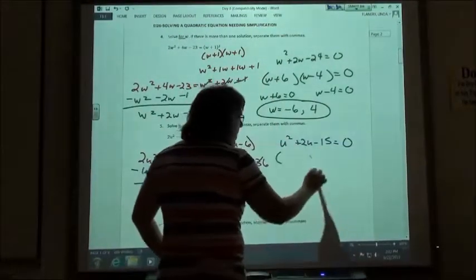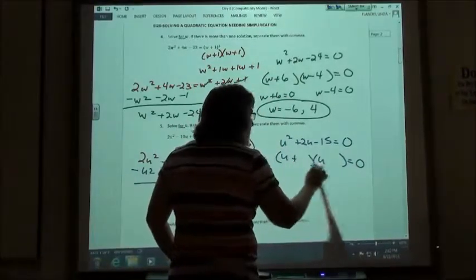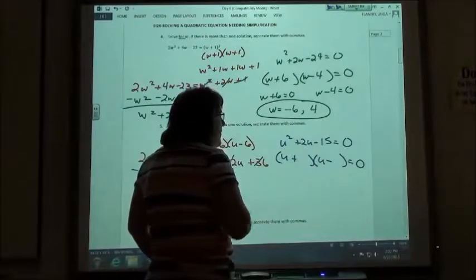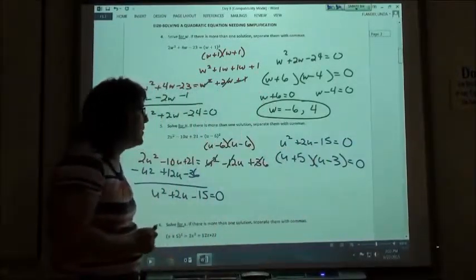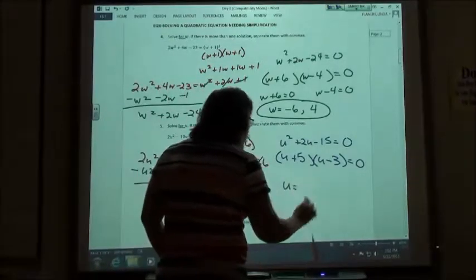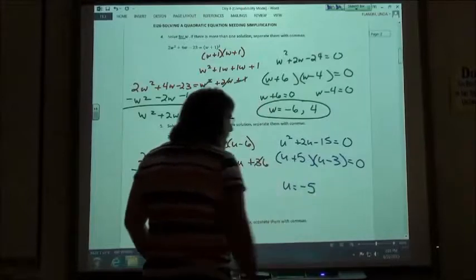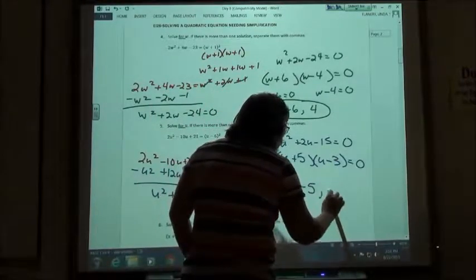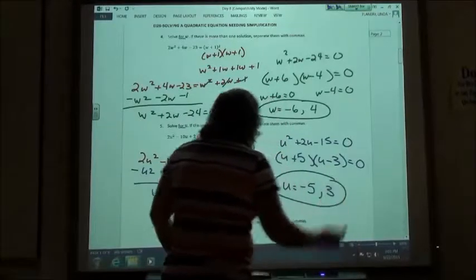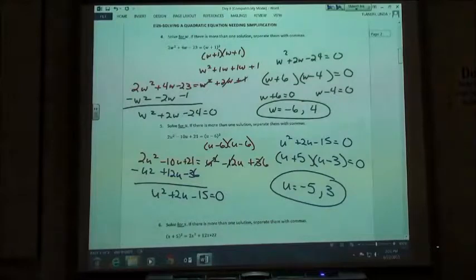So factoring that out, u and u, again a plus and a minus since the end is negative. I'd have to have a plus 5 and a minus 3 to get plus 2 in the middle. So that means my answers: if u plus 5 equals 0, I'm going to have a negative 5 because I've got to move that 5 over. If u minus 3, that gives me a positive 3. And so negative 5 and positive 3 would be my two solutions.